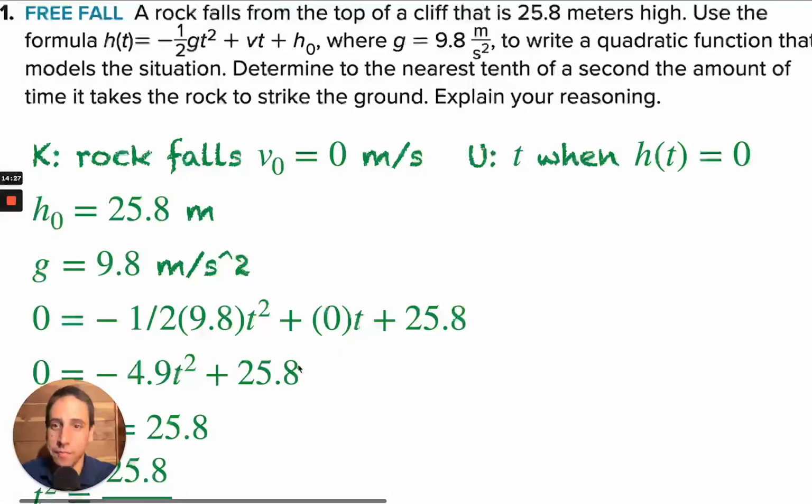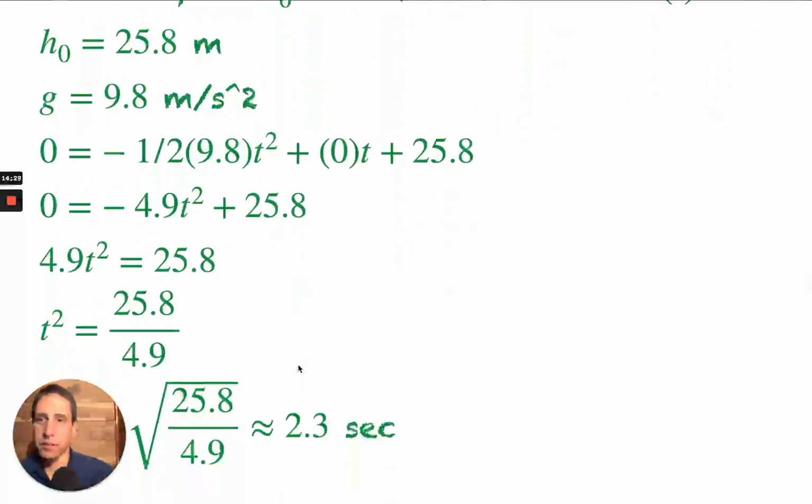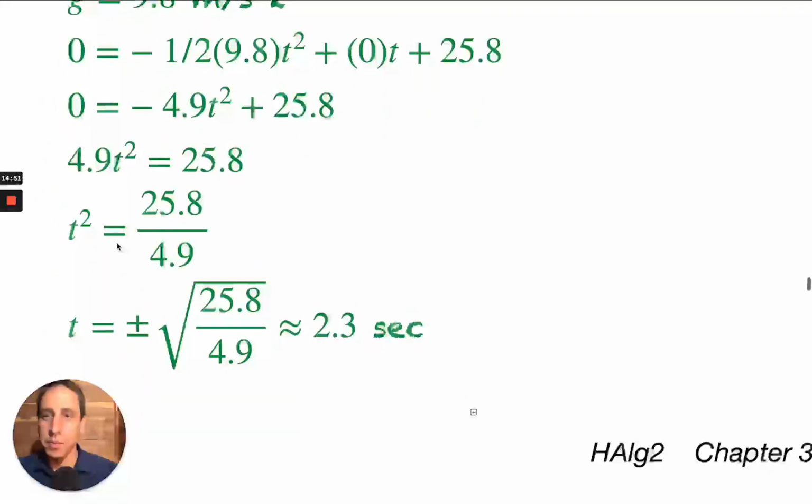We're left with just t squared and t here. So we get 0 is equal to negative 4.9 t squared. The linear middle term drops out. It's 0, we don't have to write anymore. Plus 25.8. I'm going to add the quadratic term to both sides, so we get positive 4.9 t squared is equal to 25.8. Let's divide both sides by 4.9 and take the square root. We get that t is going to be plus or minus 2.3 seconds.